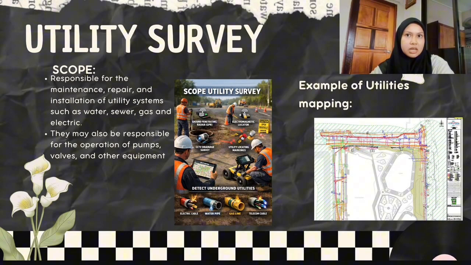Among the scopes are responsibility for the maintenance, repair, and installation of utility systems such as water, sewer, gas, and electricity. They may also be responsible for the operation of pumps, valves, and other equipment. The image below is a visual scope and example of utilities mapping.